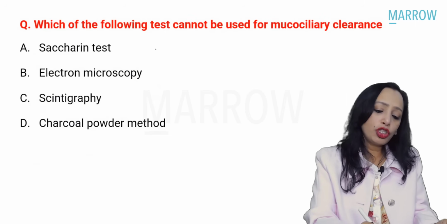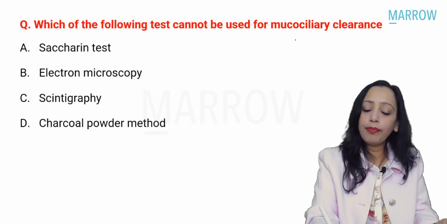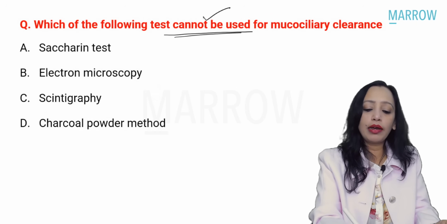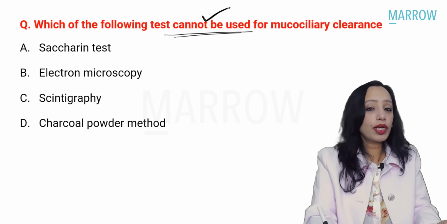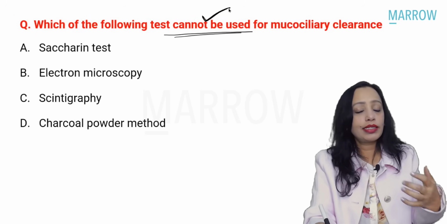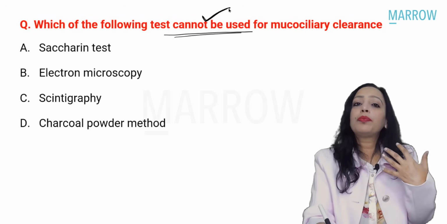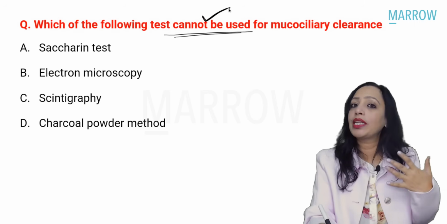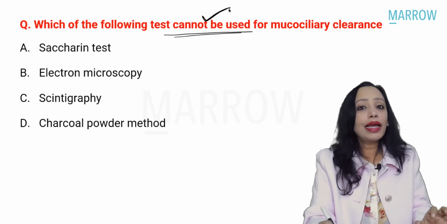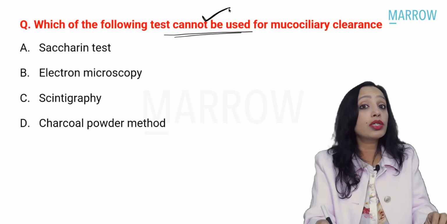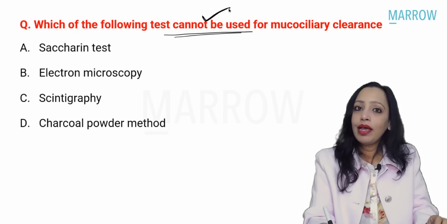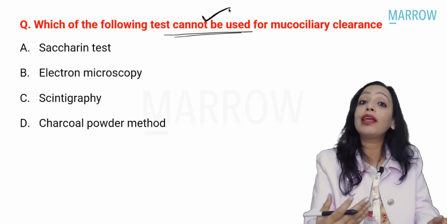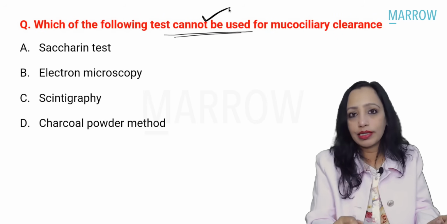Coming to the next question: which of the following tests cannot be used for mucociliary clearance? So here it is asked, cannot be used for mucociliary clearance. I have taken up this question, though mucociliary clearance is present not only in the nose but in the lower airways also. It is a function of the whole of the airways, the upper airways as well as the lower airways. And the testing of mucociliary clearance is of importance when absent or impaired mucociliary clearance leads to repeated infections, mainly of the lungs.